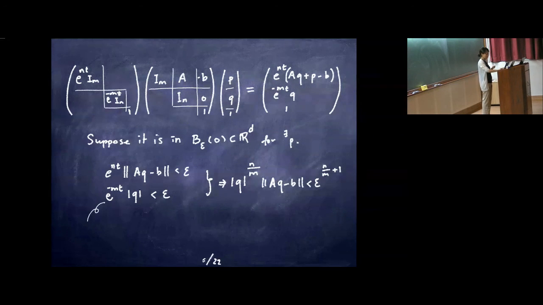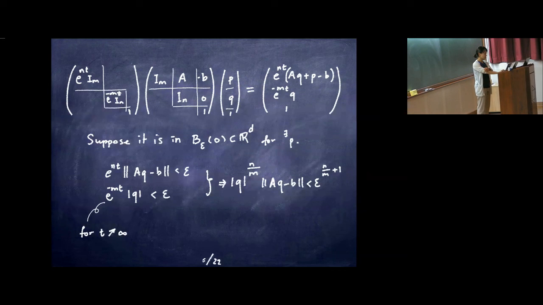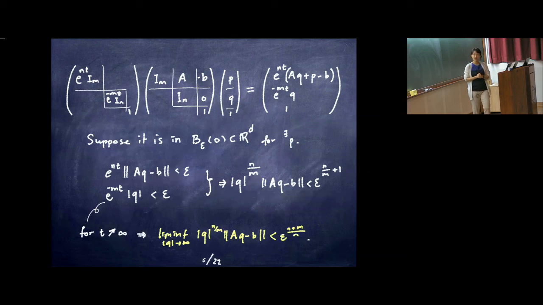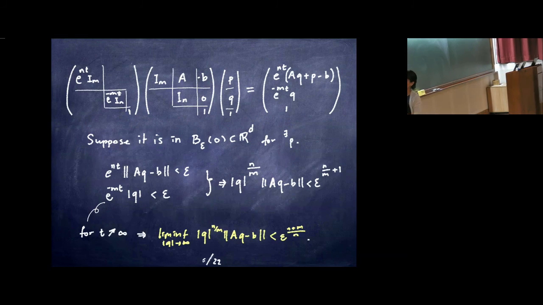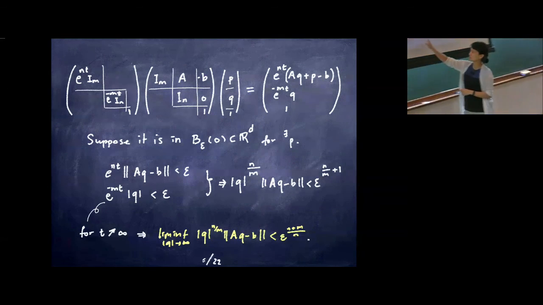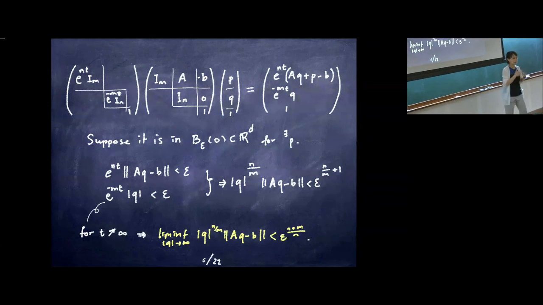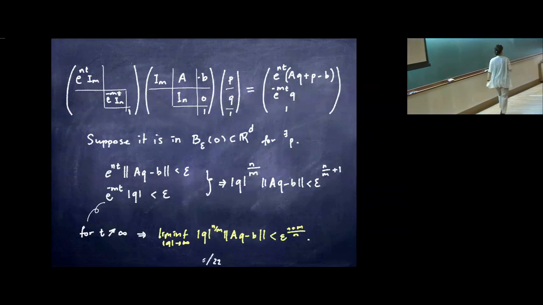Moreover, let me also mention that if t goes to infinity, then by the second inequality, q has to go to infinity as well. So what we want, and what we get, is that the lim inf as q goes to infinity of this quantity, q to the power n over m times the distance of Aq minus b to the integers, is bounded by epsilon, some function of epsilon.